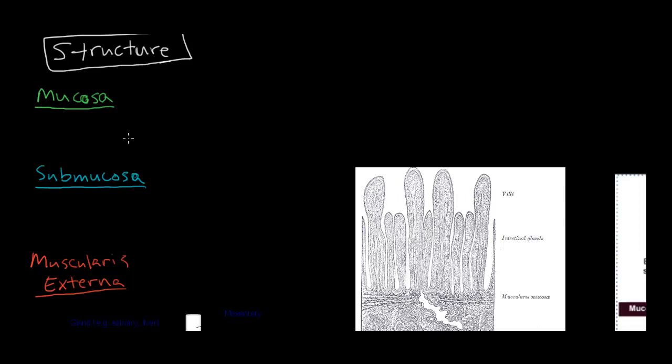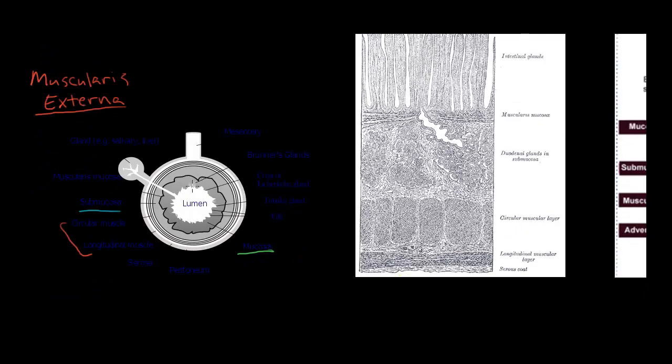We have three basic structures that we need to think about: mucosa, submucosa, and muscularis externa. Before I talk more about them, let's talk about where they are and how they're located. So here's the general tube of the GI tract. You can think of it as a tube.